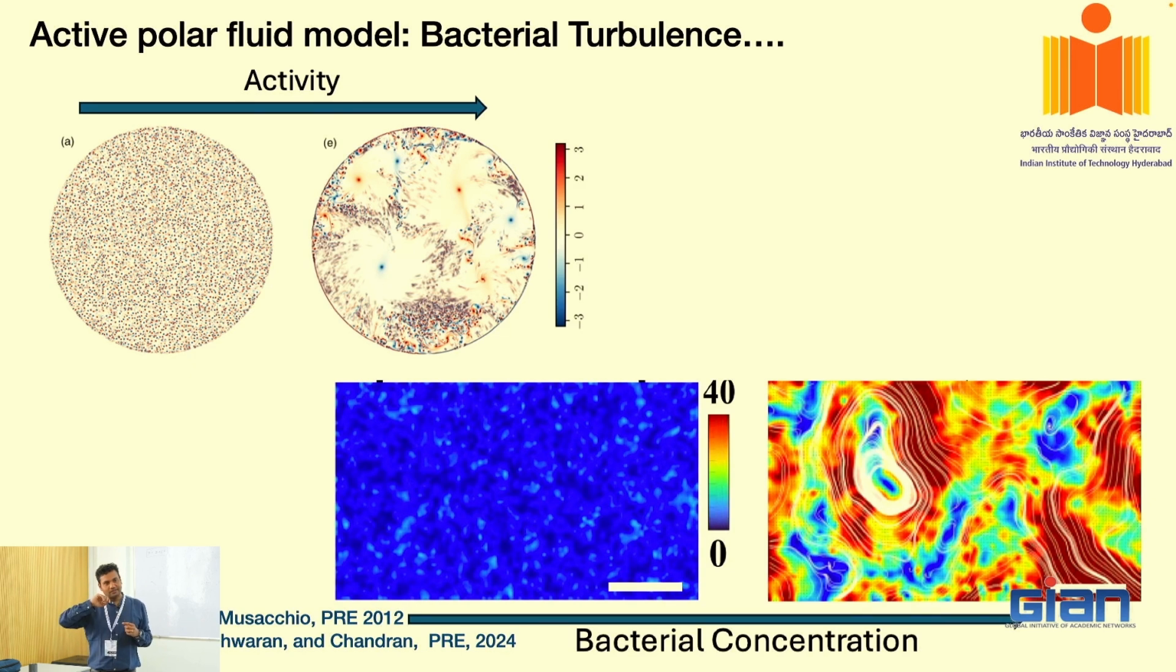Is the second large length scale coming because of this flocking? Yes. The second large length scale is coming due to the flocking behavior of the system. Okay. Fine. Any questions? Okay.